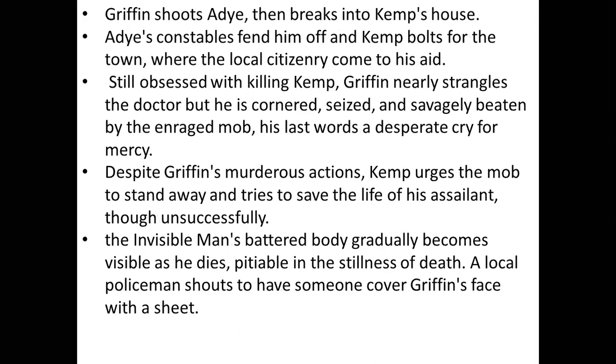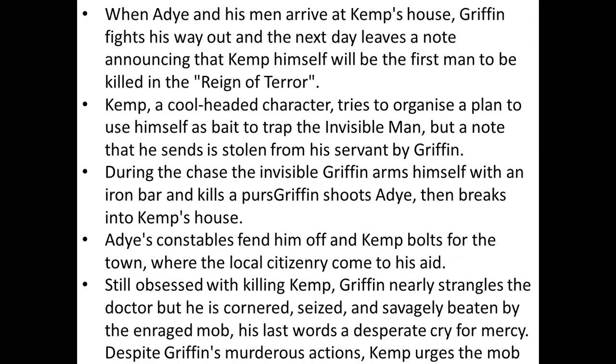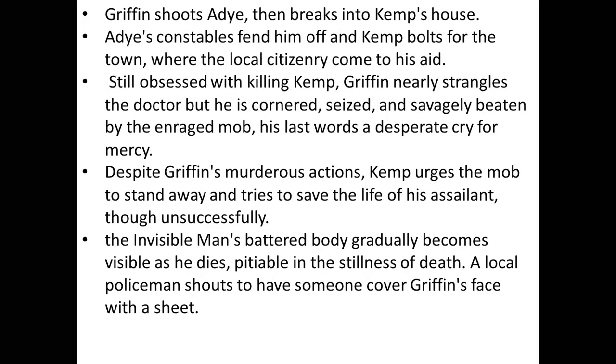Okay, at the end, there was a treatment for Dr. Kemp and also the person who was injured by him. And now this invisible man, that is this Griffin, has become invisible. So Griffin shoots Addy, a police officer, a colonel, and then he breaks into Kemp's house. Addy's constables fend him off and Kemp bolts for the town, where the local citizenry come to his aid.